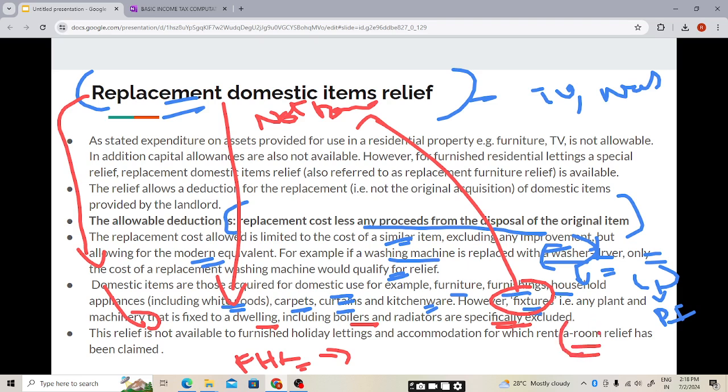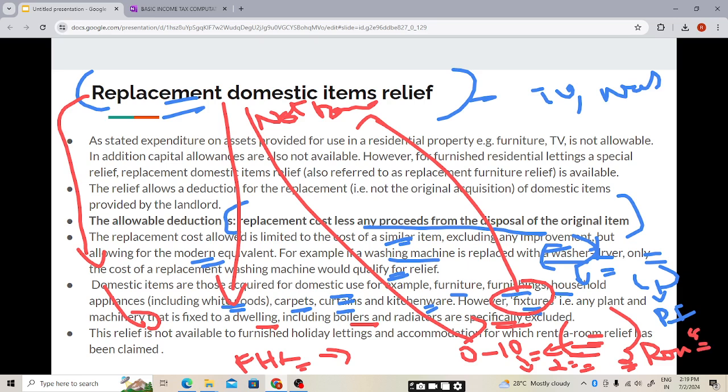Rent a room relief means, now I am having my home, I am having 10 rooms in my home and I am letting out 2 of my rooms. In that case, the replacement domestic items relief will not be available. Clear with this? In this case of rent a room relief, I am only providing 2 of my rooms and the rest I am using for my personal use. For personal use, we can't reduce any capital expenditure, so no issues in that.